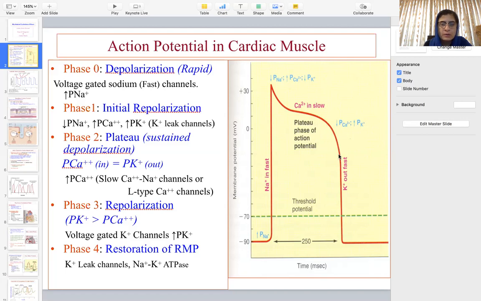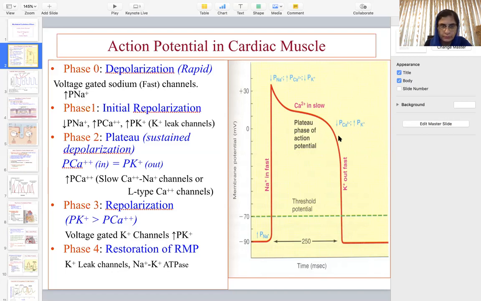When phase 2 ends, the calcium channels will close, and just the efflux of the potassium ion causes phase 3, which is the repolarization phase. And then finally, the restoration of the resting membrane potential to minus 90. So there are 4 phases. Phase 0, depolarization. Initial repolarization is phase 1. Then the plateau phase, which is phase 2, sustained depolarization. And phase 3, which is repolarization. And then phase 4 is the restoration of the resting membrane potential, again by the potassium leak channels and the sodium potassium pump. So this is the pattern of action potential in the cardiac muscle.